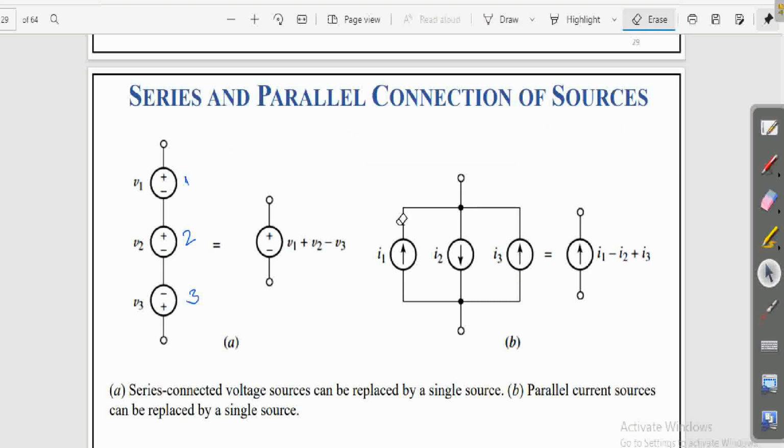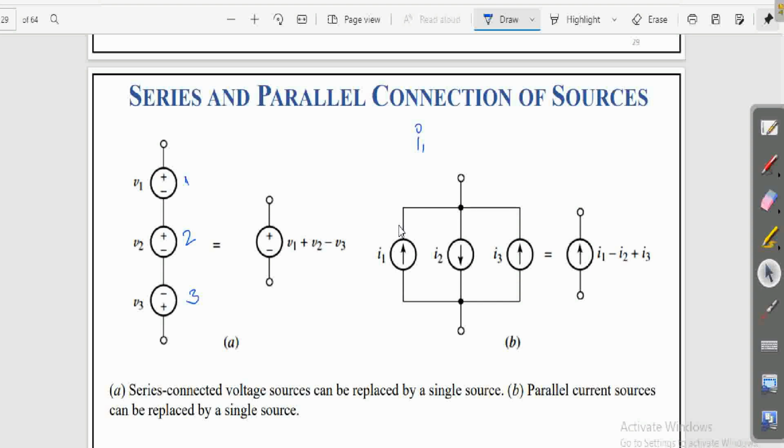Then what about the current? If I have multiple current sources in parallel, it is very simple. If all the current sources are in the same direction, consider that current at one side, and the currents which are in the opposite direction, consider on the opposite side. Here I am considering I1 which is pointing up. Let us consider this as a reference, pointing up is I1.